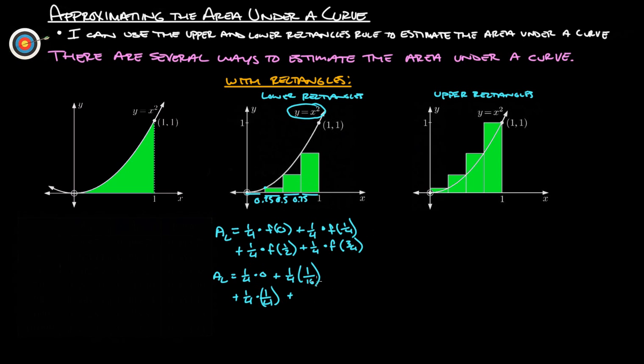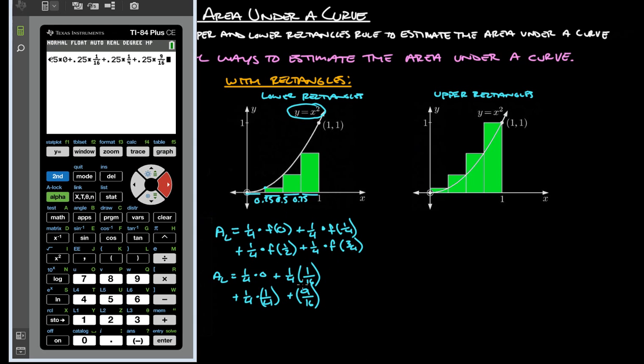I just know that I have to square each one of these numbers, right? The 0, the 1/4. And in this case here, it's the 3/4. So this is going to be 3/4 squared. So 3 squared is 9. 4 squared is 16. Okay? Okay, so here's what we get. 0.25 times 0 plus 0.25 times a 16th, so forth and so on.